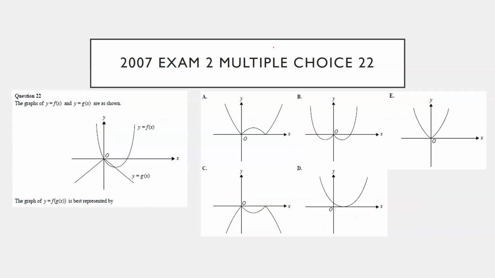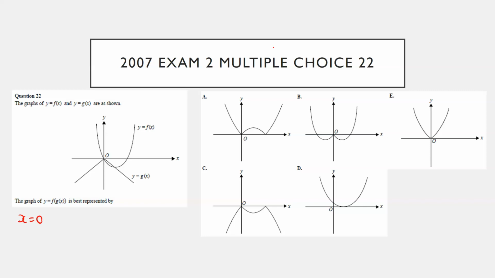The last question we're going to look at today is the 2007 Exam 2 Multiple Choice Question 22. Now, this is a pretty standard type of question. In this question, we're given the graph of f and the graph of g, and we've been asked which of these graphs best represents the graph of f of g of x, that is a composite function. Now, the way to think about this is to think about what would happen if x was negative, 0, or positive. So let's start with x being 0.